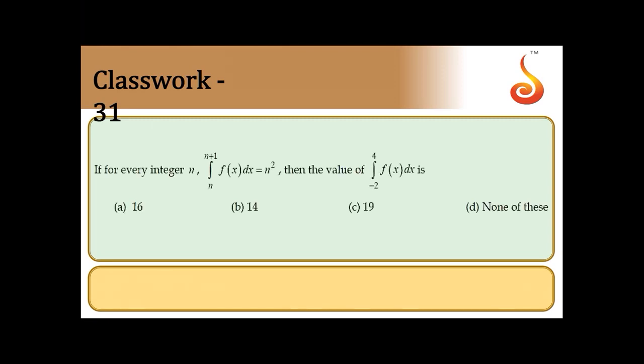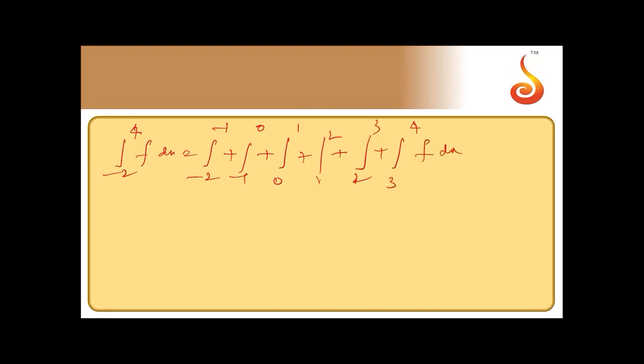For every integer n to n plus 1, f of x is equal to n square. Therefore, why not split the integral from minus 2 to 4 of f of x dx? It can be split into minus 2 to minus 1, plus minus 1 to 0, plus 0 to 1, plus 1 to 2, plus the integral from 2 to 3, plus the integral from 3 to 4 of f dx.